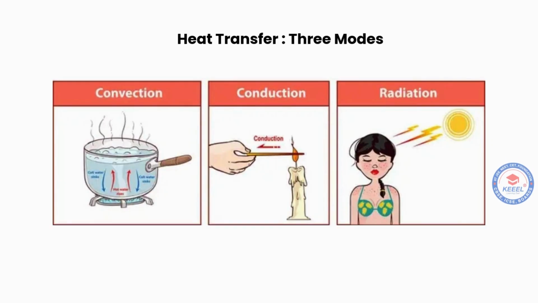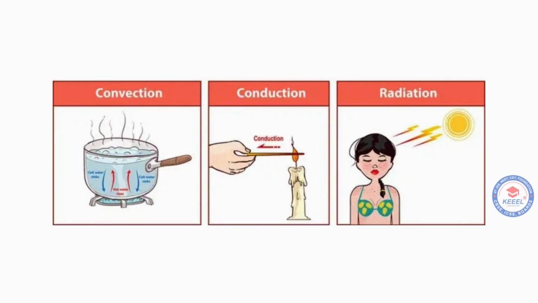Heat transfer, 3 modes. Heat moves from hot to cold objects in 3 different ways. Conduction. Heat moves through solids by touching. Example, a metal spoon. A metal spoon in hot soup gets warm. The heat travels from the soup to the spoon. Metals are good conductors of heat. Wood and plastic are poor conductors, so we use them as handles for hot utensils.